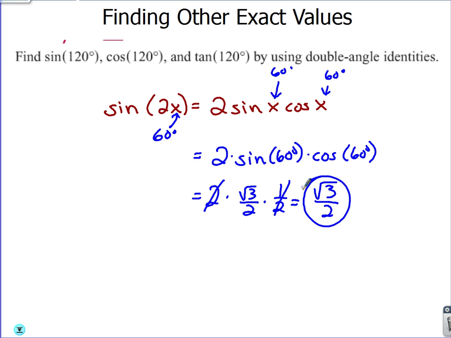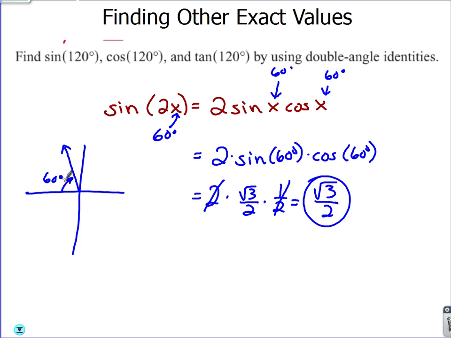The sine of 120, there's 90, 120 is going to be there. My reference angle is 60 degrees. Since I'm in the second quadrant, sine is positive, so sine is root 3 over 2. That was easy. Like I said, I already knew it, but I'm just showing you how to use these identities using something we already know.